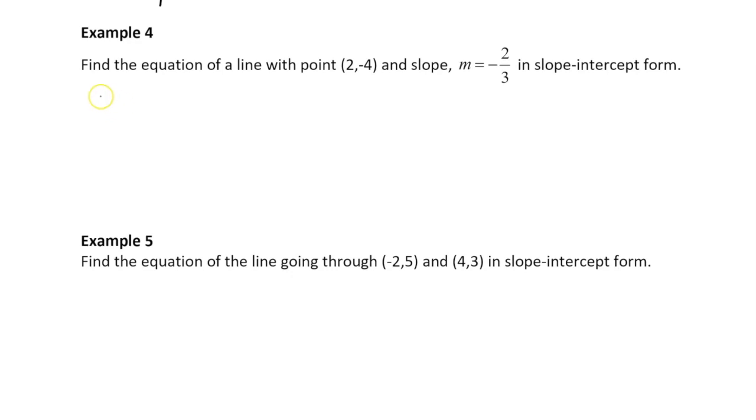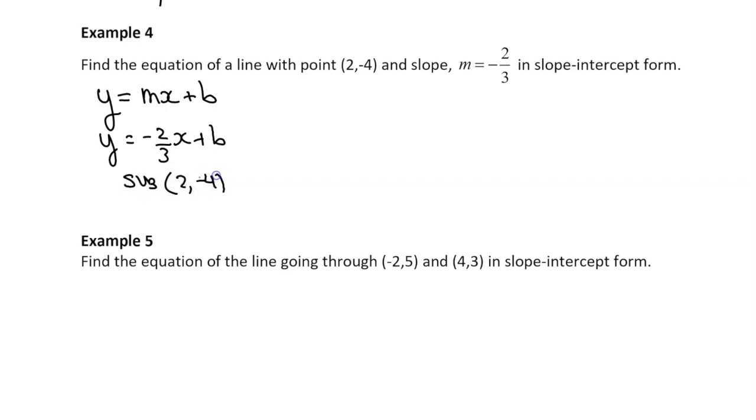Another way of doing it is similar to what we did for our previous question, where we had y = mx + b. If our slope is -2/3, and we know that we have a point (2, -4) on the line, we could just sub that in and solve for b, and then we'll have that. So again, either method is good.